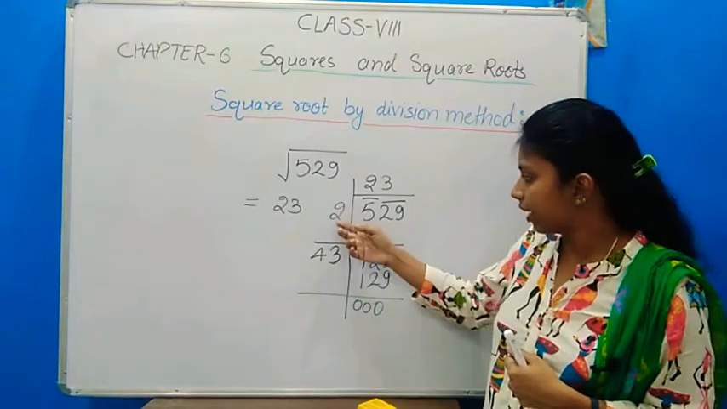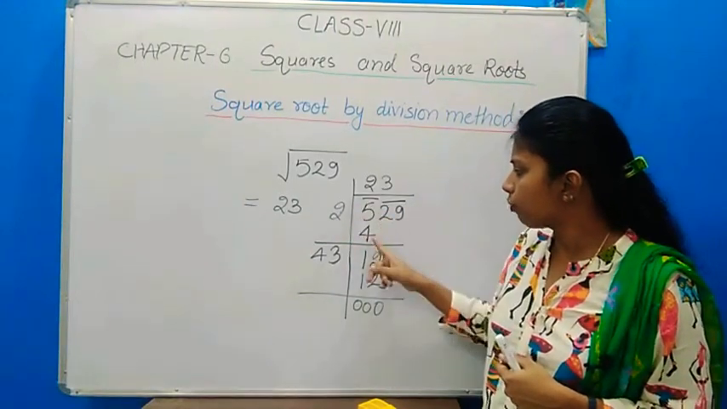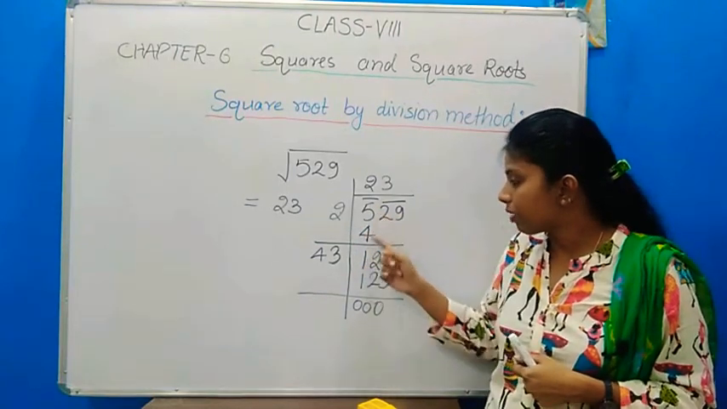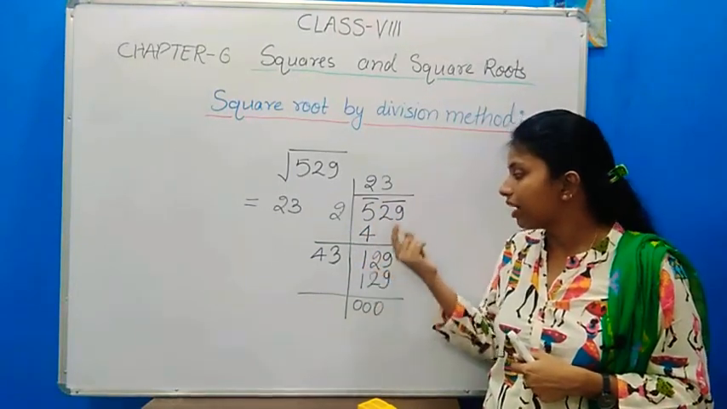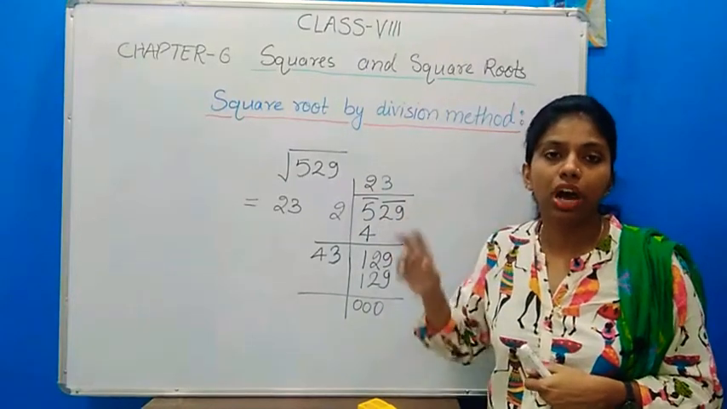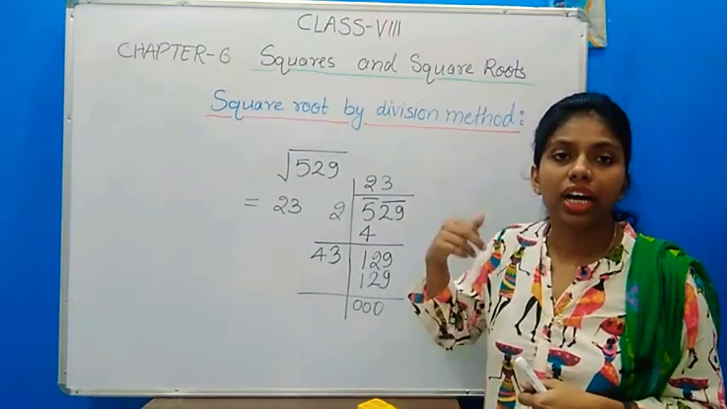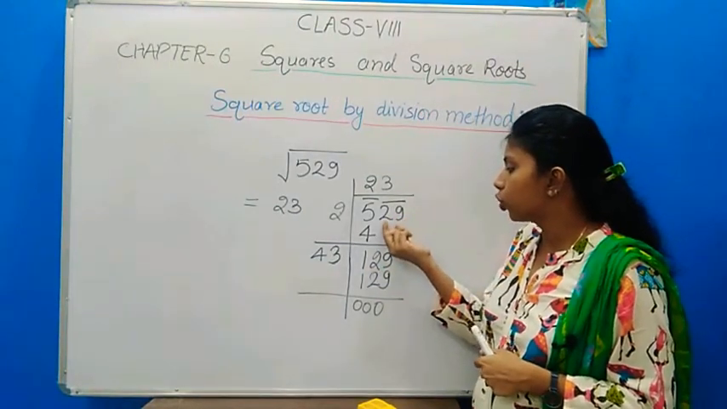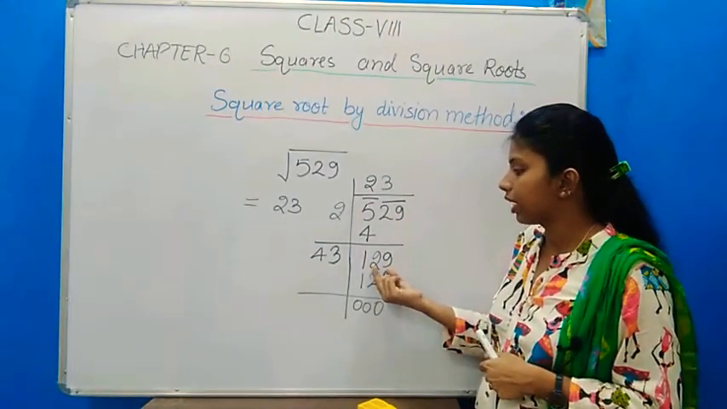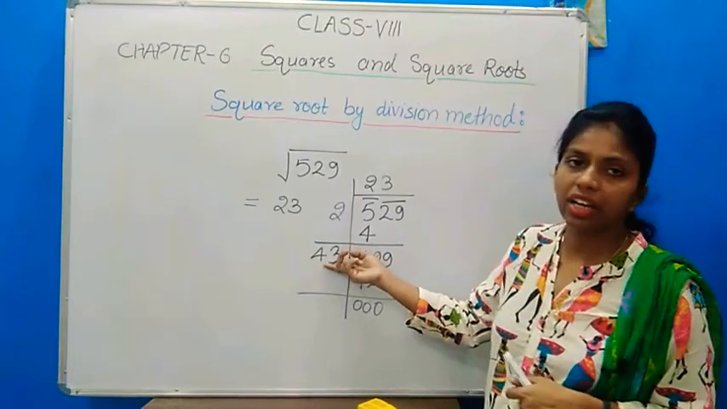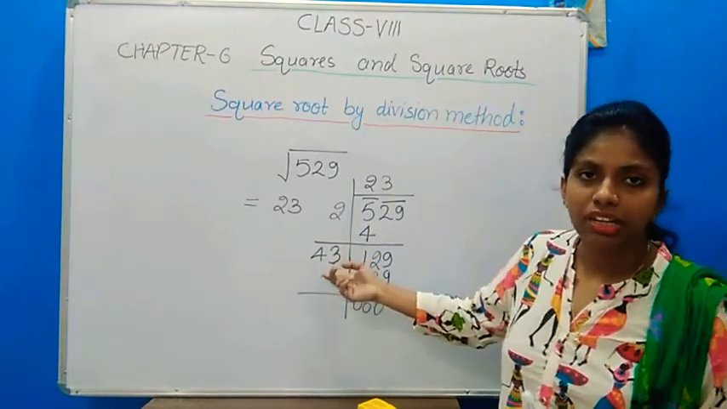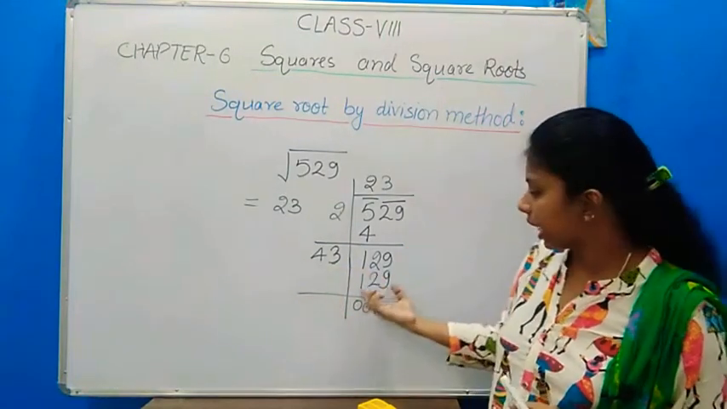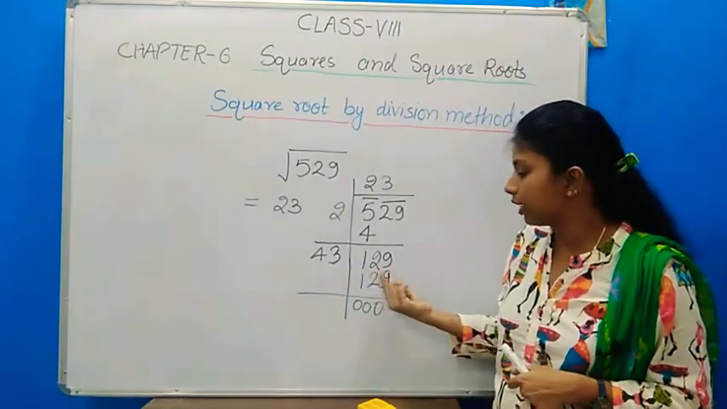So here we take 2. 2 2s are 4, so I take 4 here. After that we subtract it. 5 minus 4 is 1, and after that we put down the number under the next bar. Here the next bar is 29, so we put down this 29 here. Again we have to take a number so that if we multiply this whole number with that number, we get a number equal to 129.